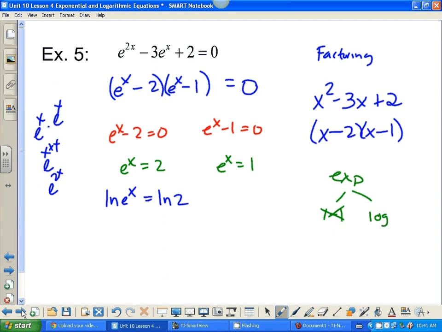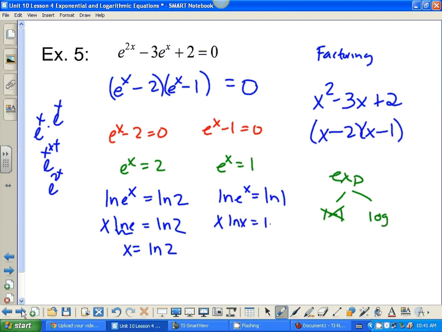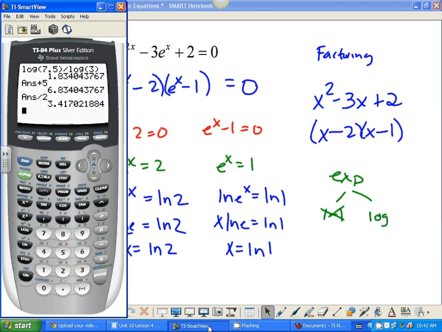Taking a natural log is a little bit more advantageous, because when I do x ln of e, this is 1. So one of my solutions is the natural log of 2. And my other solution is the natural log of 1. So there's my natural log of 2. There's my natural log of 1.